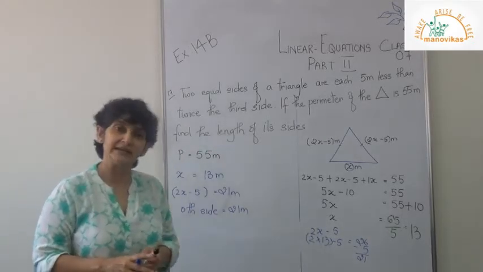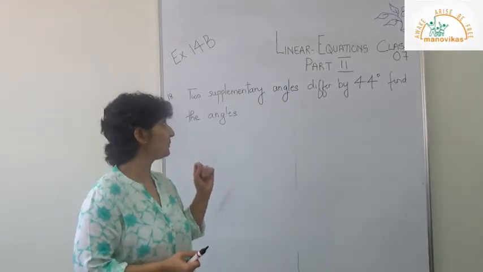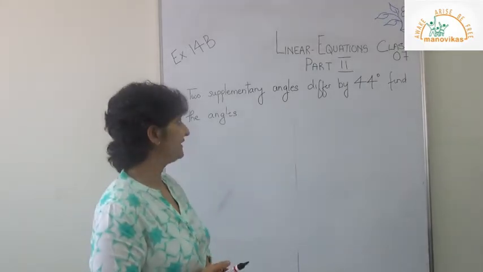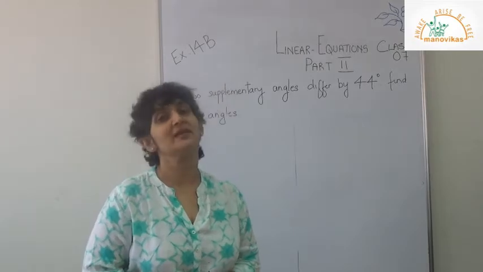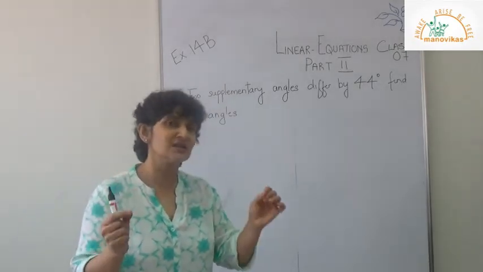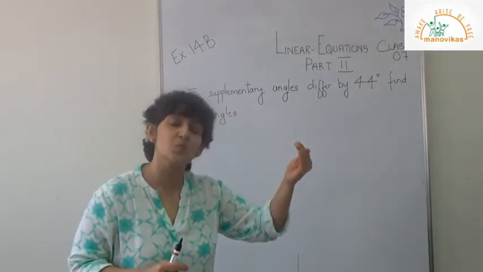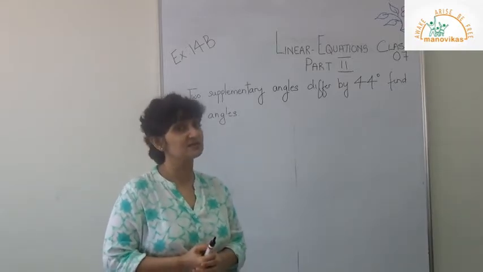Let's move on to the next question. Alright, question 18. Two supplementary angles differ by 44 degrees. Find the angles. So children, what do you mean by supplementary angles? You know the sum of two angles when you add. If the answer is 180 degrees, then they are called supplementary angles.